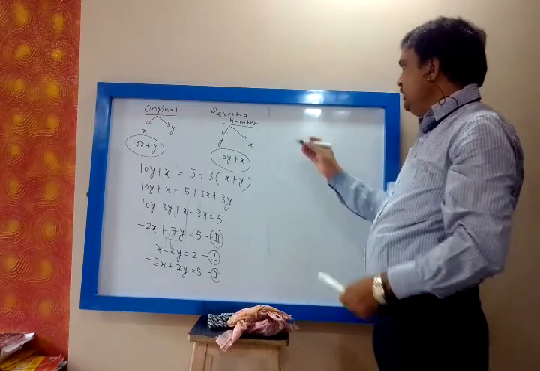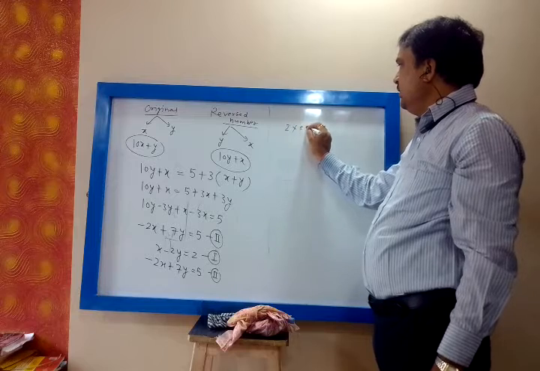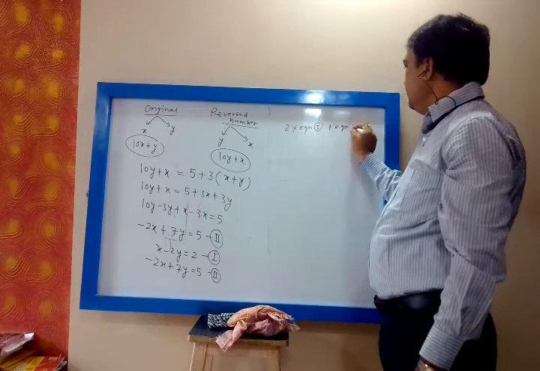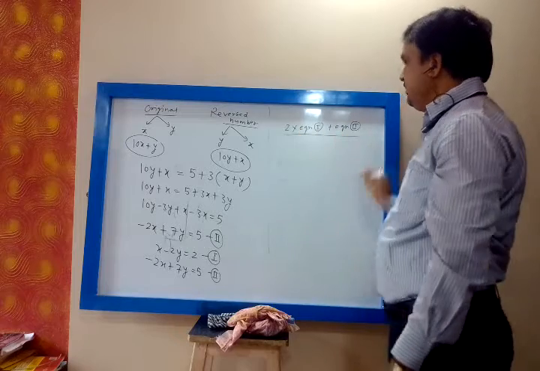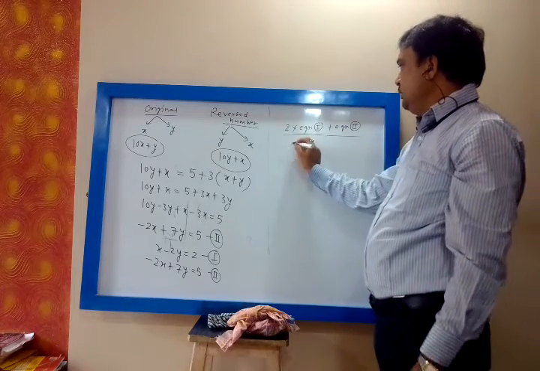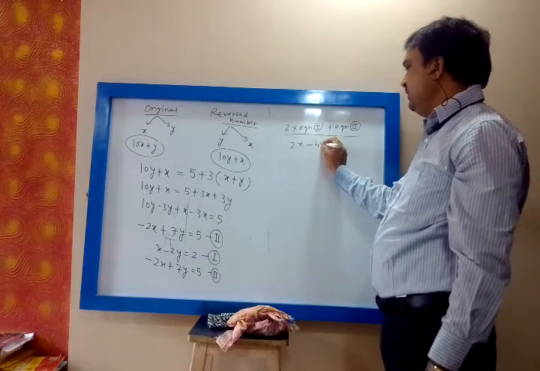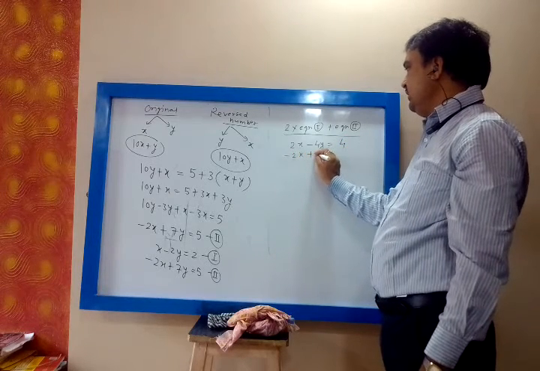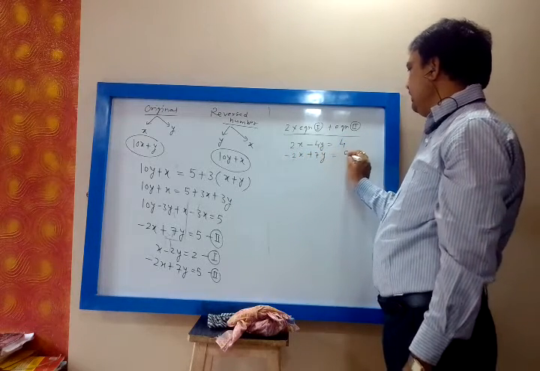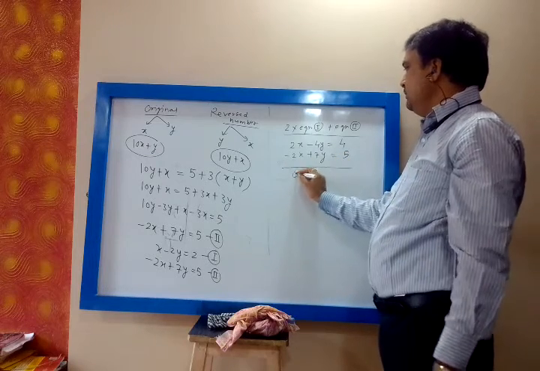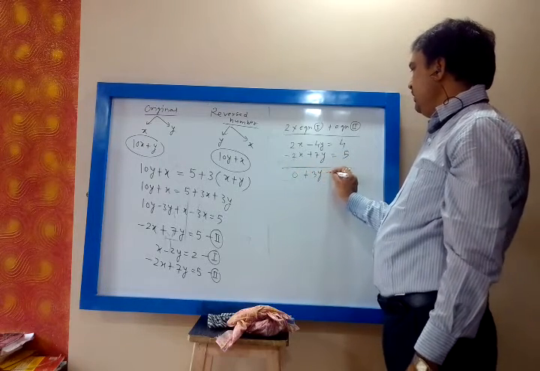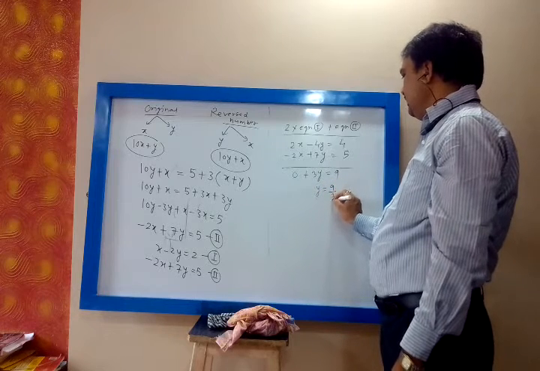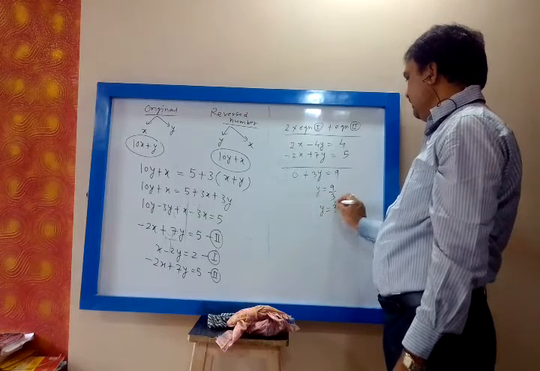So what do we write? 2 into equation 1 plus equation 2. So 2x minus 4y is equal to 4. Minus 2x plus 7y is equal to 5. Add: 0 plus 3y is equal to 9. Y is equal to 9 by 3. Y is equal to 3.